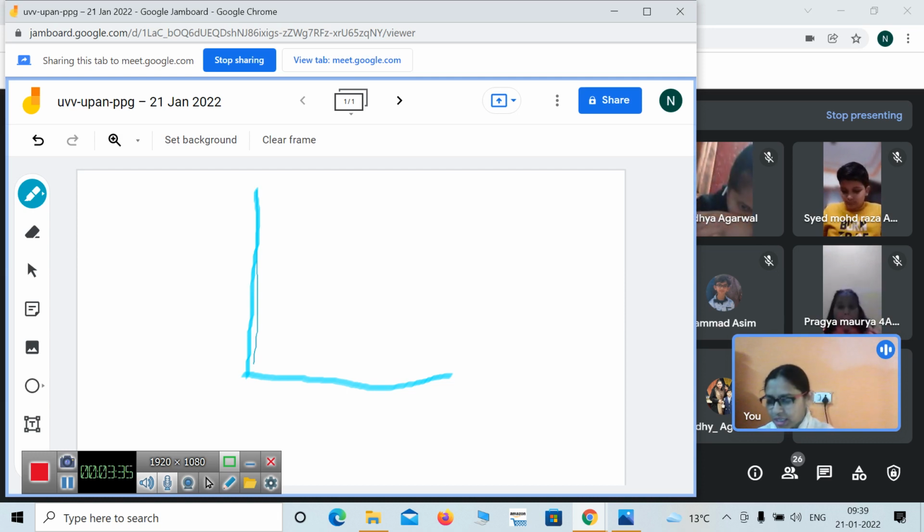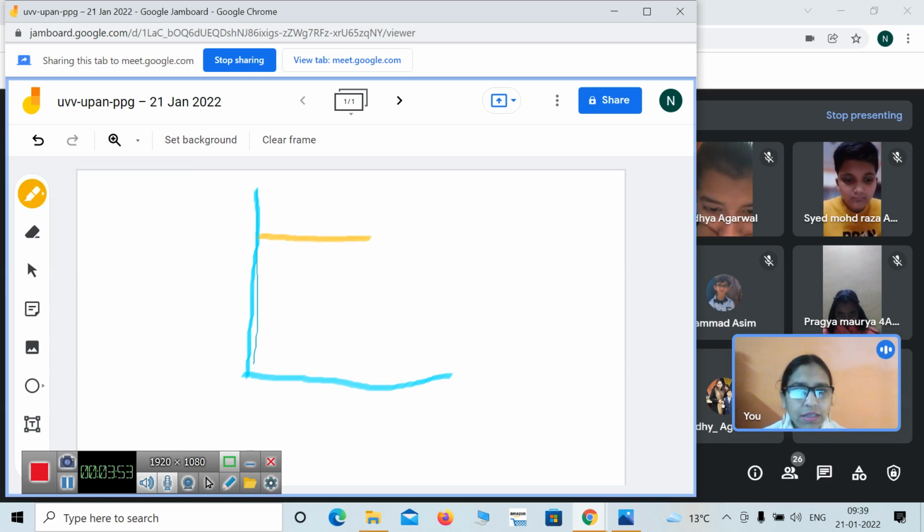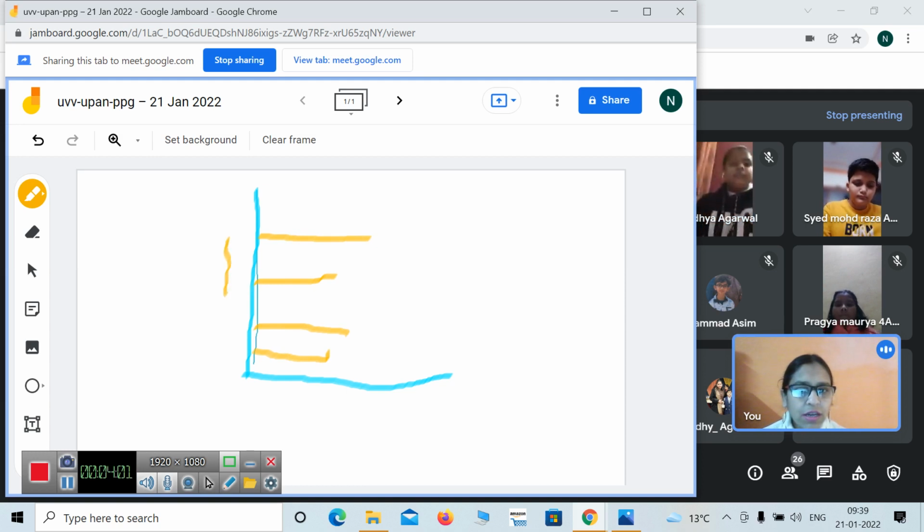In your book on page number 214, you have two kinds of graphs given there. Graphs are either vertical or horizontal. Now look here, if you have the data typed like this, all the information is written here and here, right? This is your horizontal bar graph.